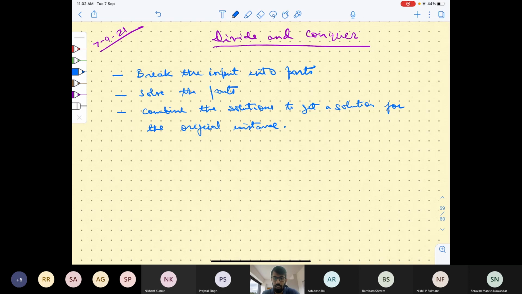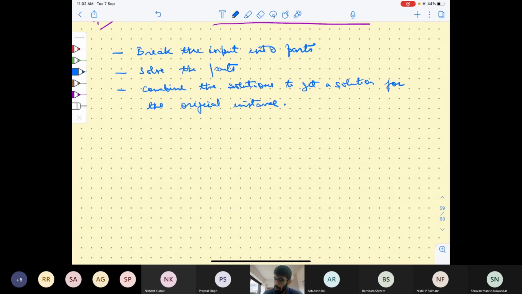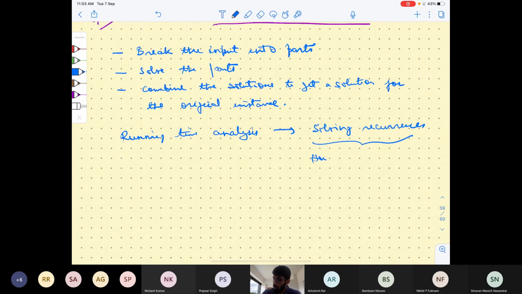For example, there is merge sort. But there is one thing which is slightly different here, or will be more involved here, which is going to be the running time analysis. And we'll arrive at the running times by solving recurrences. Why? Because we are looking at a bigger problem, and then we are going to smaller problems and solving them recursively, right? So how much time to solve? The recurrence will depend on these things: the smaller problems, and then how much time to combine.